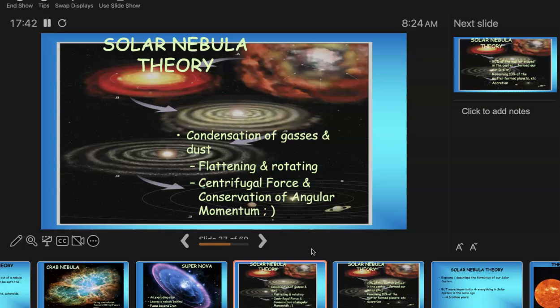And two reasons: centrifugal force and conservation of angular momentum. You do not need to remember those words for a test, but you do know them. Okay?